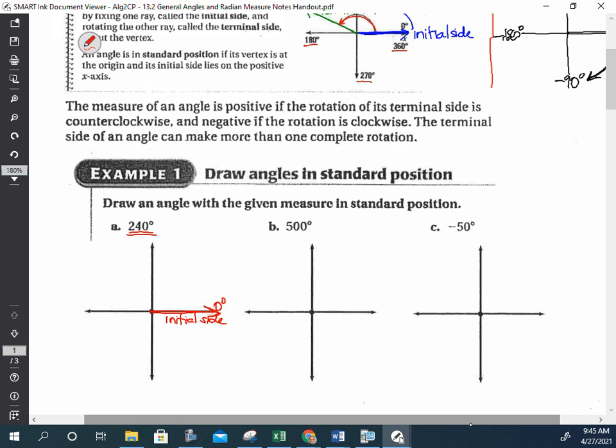Now, 240 degrees. That's a positive angle. Since it's positive, you're going to go counterclockwise. Anytime you come to the black bar, that's 90 degrees. So 0, 90, 180, 270. So 270 is too big. So we're going to be somewhere between 180 and 270. So you put your angle in.